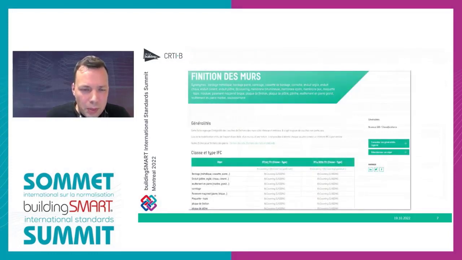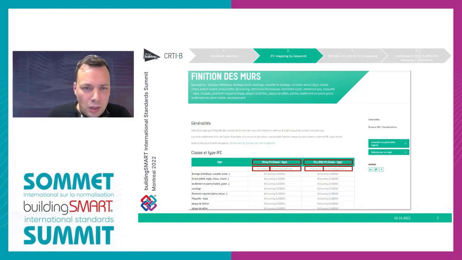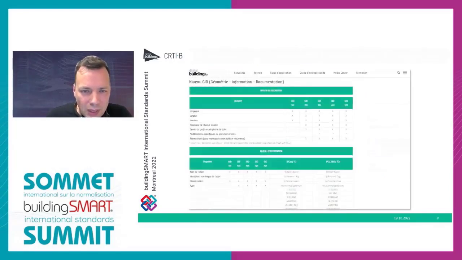Here you have the mapping of each keyword in IFC 2x3, so IFC class plus type, for IFC 2x3 and IFC 4. You also have links that send you to the buildingSMART website with the IFC schema 2x3 and 4. Okay, so the next step is the requirements themselves.